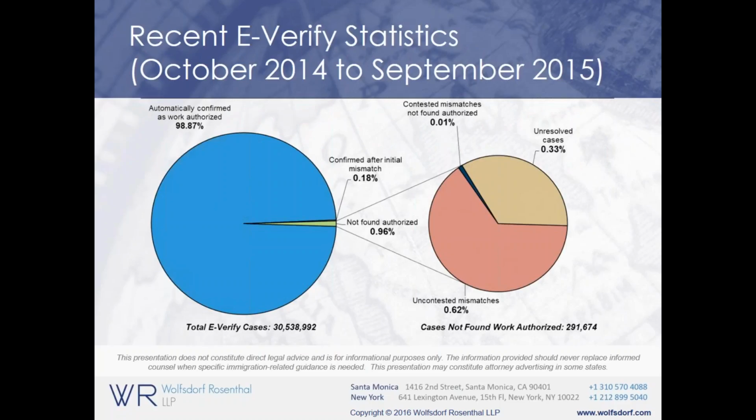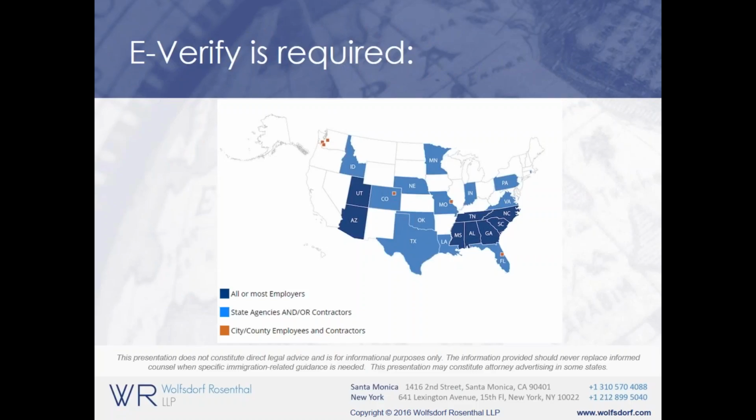A brief overview of recent E-Verify statistics. We're seeing total E-Verify cases of 30 million. Cases not found work authorized is around 291,000. This was from October 2014 to September 2015. We're waiting for new stats to come out, but it is definitely increasing in the amount of use that it's getting. E-Verify is currently required in certain areas. This map pretty much shows the main areas, particularly Arizona. All or most employers in Arizona are going to require E-Verify.